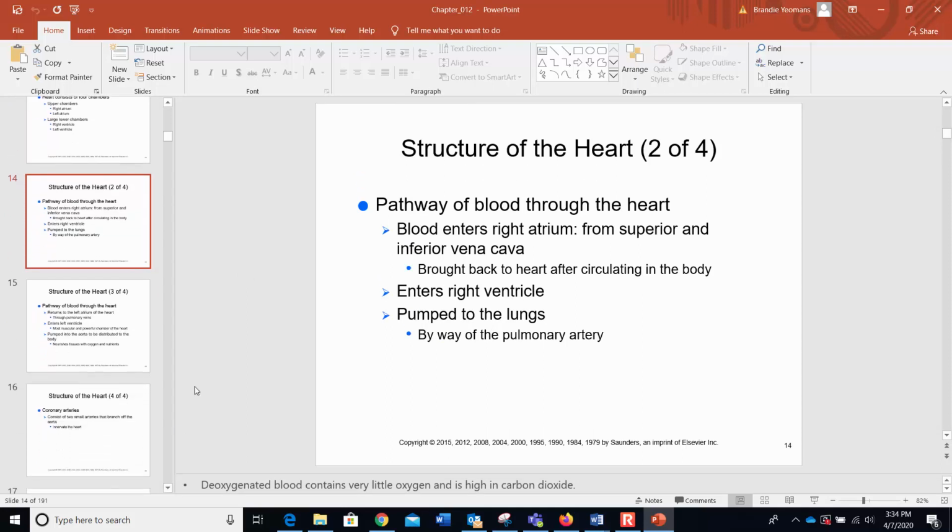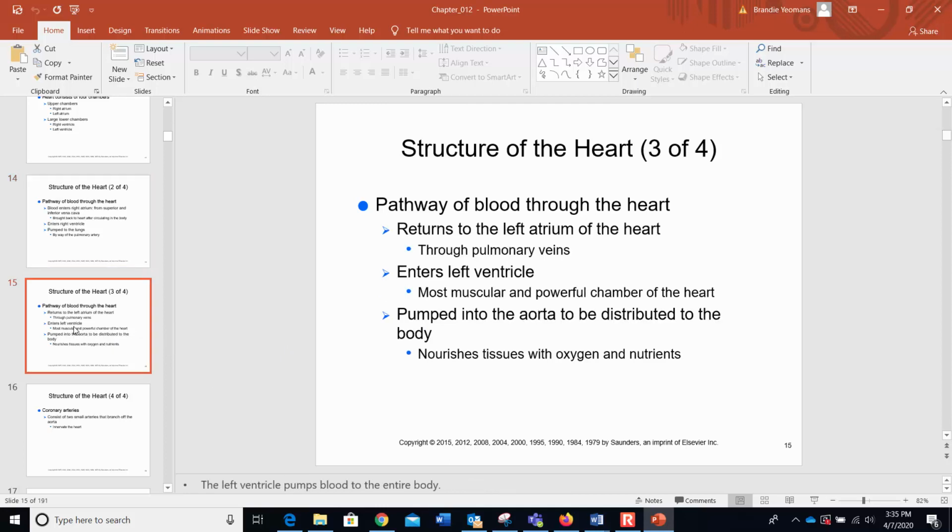So let's kind of refresh our memory on the blood flow through the heart. Blood enters the right atrium from the superior and inferior vena cava. Then it's brought back to the heart after circulating the body. It enters the right ventricle, it pumps into the lungs where the pulmonary artery takes it to the lungs, and then we're going to pick up that oxygen. Then it returns to the left atrium of the heart through those pulmonary veins. Remember, those are the only 2 times that you're going to see veins carrying our bright red blood, meaning that it is rich in oxygen, and then the artery carrying oxygen poor blood, which is more of a Merlot color.